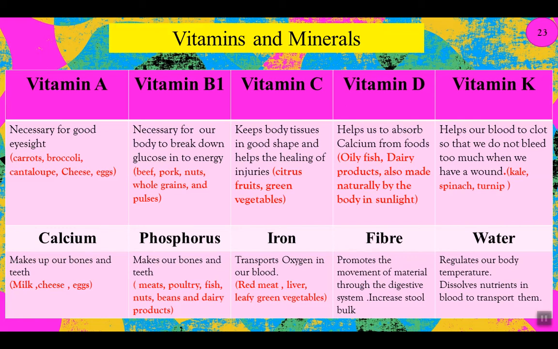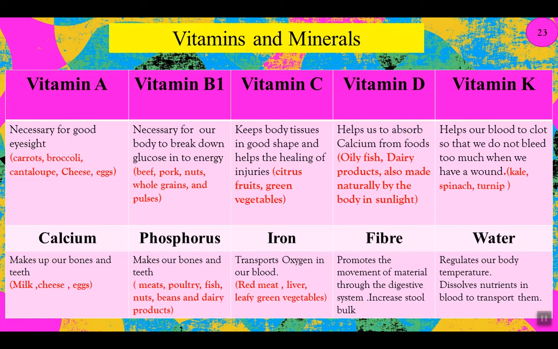contain vitamin D. Vitamin K helps our blood to clot so that we do not have to bleed too much when we have an injury or a wound. Vitamin K rich foods are kale, spinach, turnip.